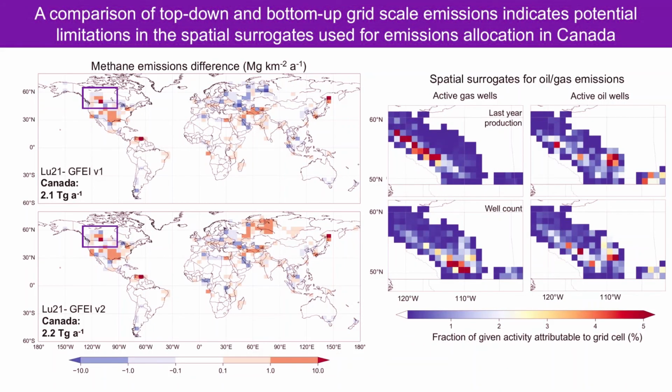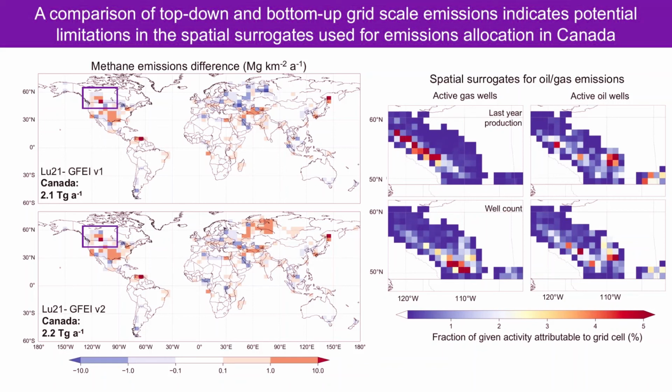Some additional work that we did, stepping away from those country-based estimates, was about creating these bottom-up inventories, where we have spatial surrogates. We wanted to use the inversion results to see if we can learn something about improved inventories within countries as well.